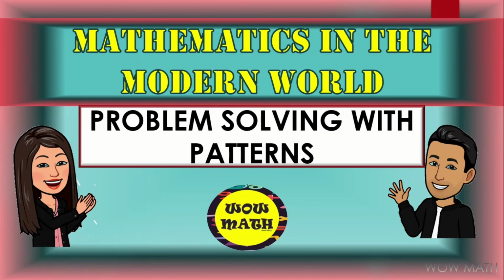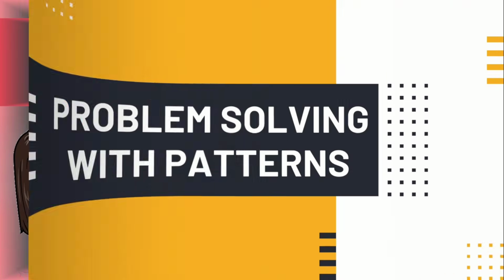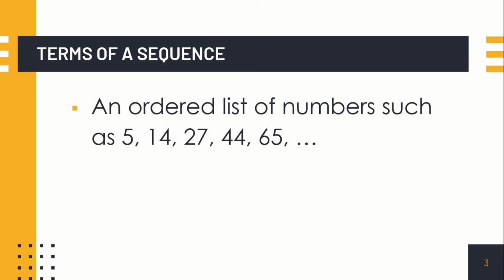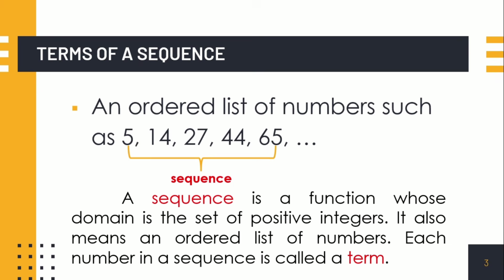Hello everyone, so in this video we are going to discuss problem solving with patterns. An ordered list of numbers such as 5, 14, 27, 44, 65, we call that a sequence. A sequence is a function whose domain is the set of positive integers. It also means an ordered list of numbers. Each number in a sequence is called a term.